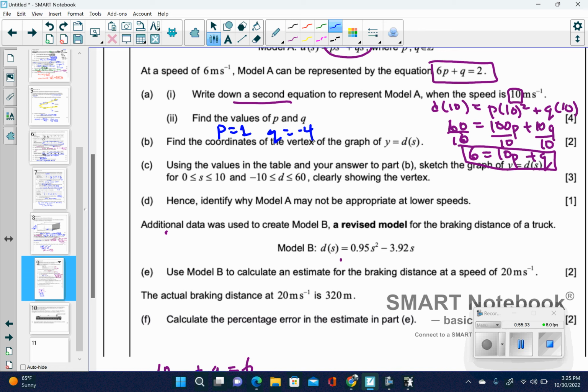All right. Now it says find the coordinates of the vertex of the graph y equals D of S.